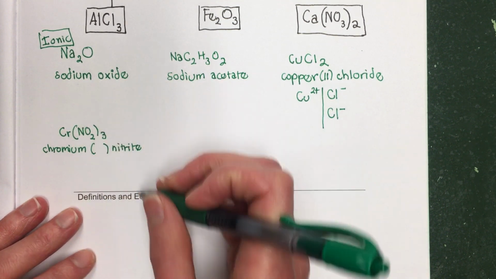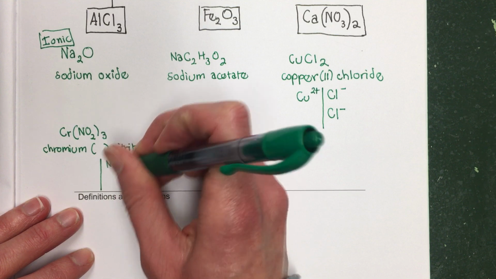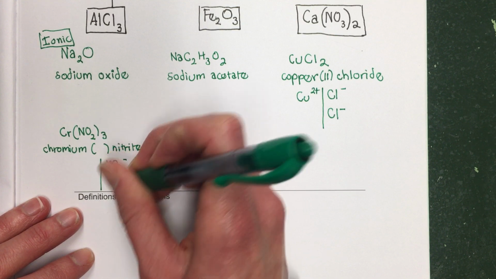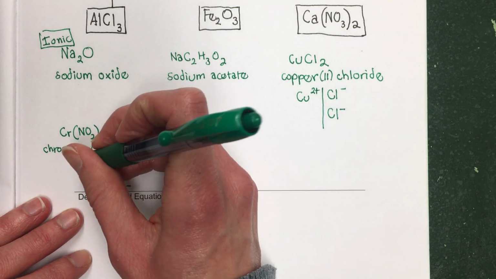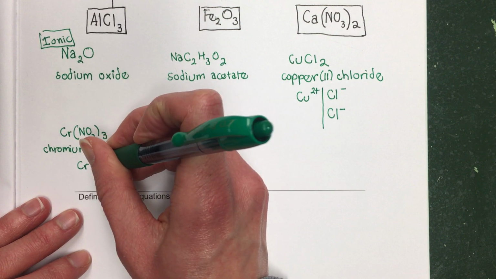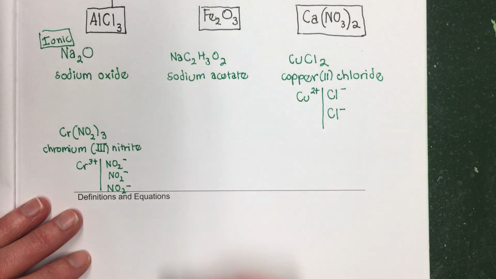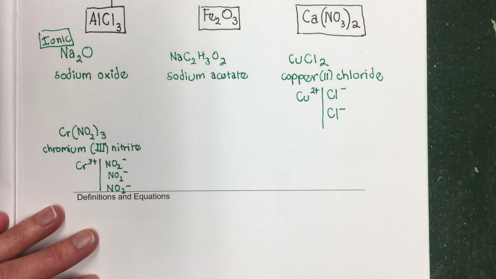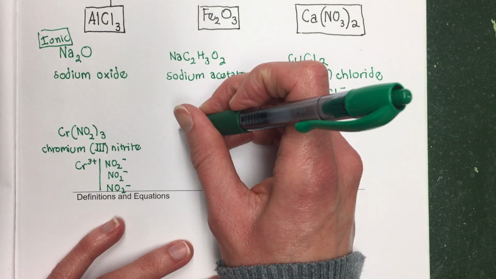To figure out the charge of Cr, I draw my 3 NO2s out, because I know there's 3 because the formula tells me that, and there's just 1 Cr. This side is -3, so my chromium must be +3. So it's chromium 3 nitrite. Couple more ionic compounds.